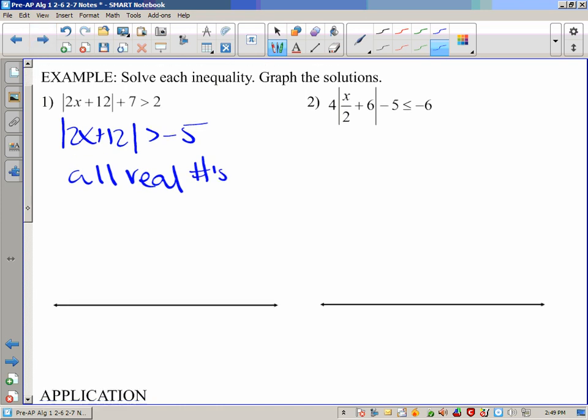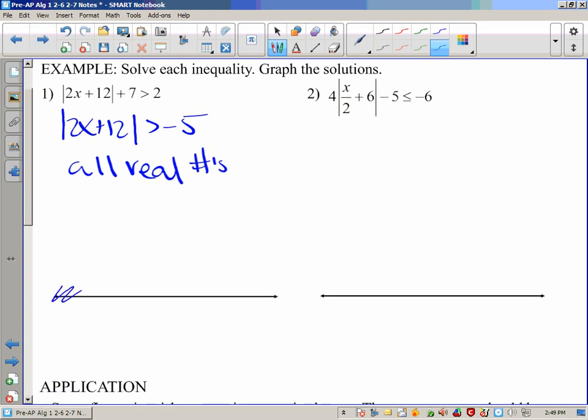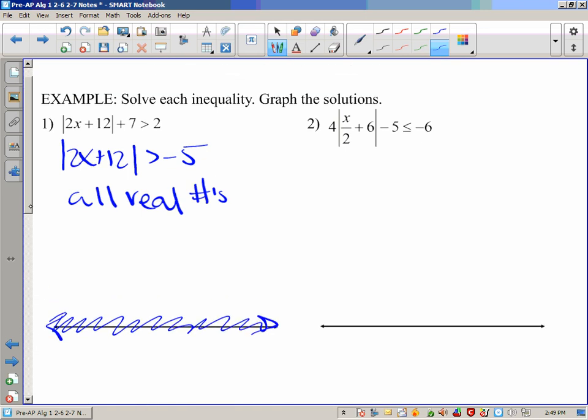So when I draw that on the number line, guess what? It's the whole darn thing. So what do you think this one's going to be? Probably the no solutions case, but let's just see.